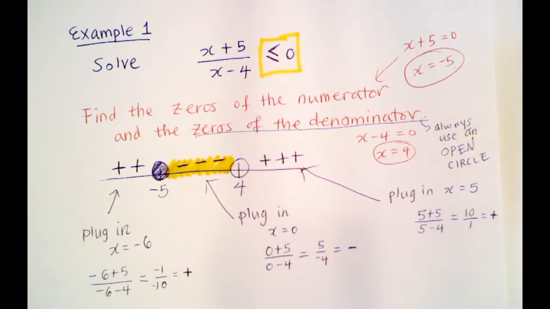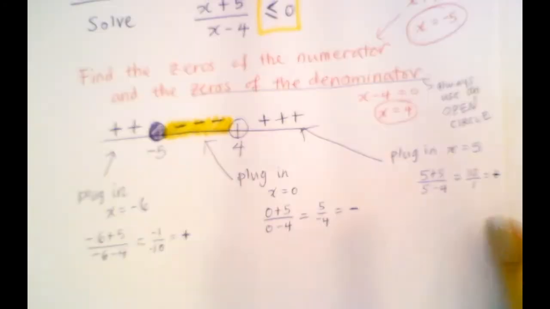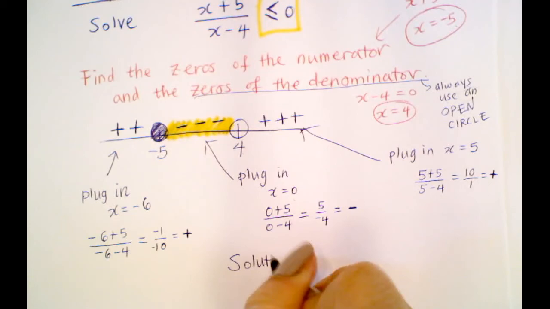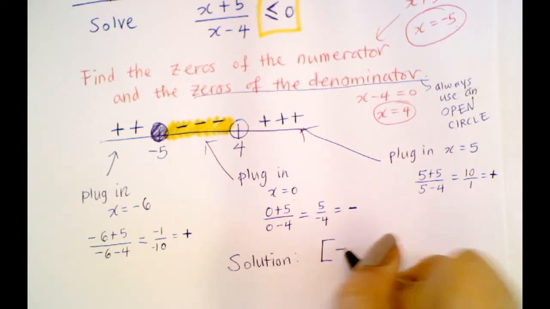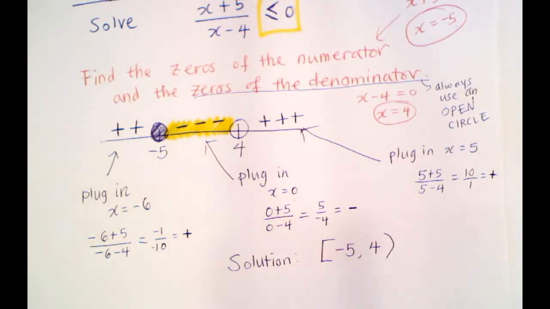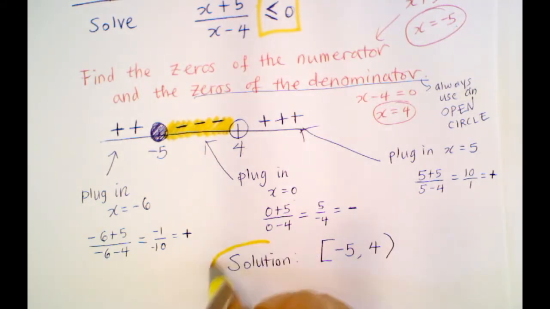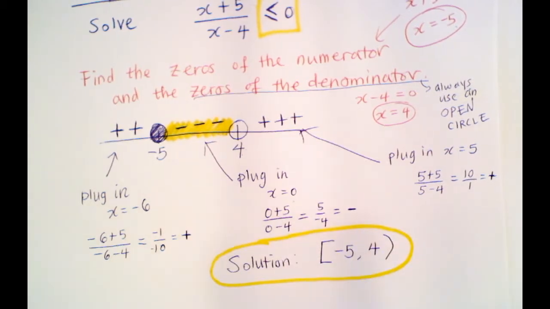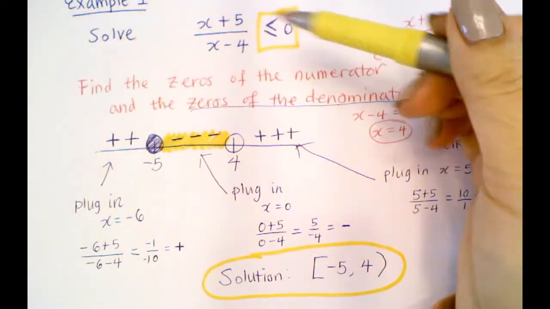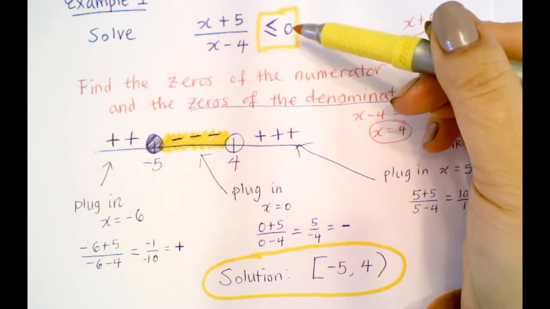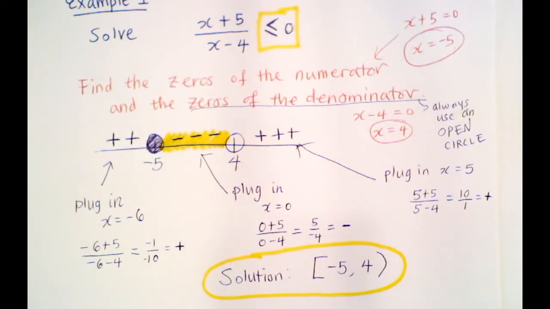So here we write the answer, the solution is from negative 5 to positive 4. But notice I drew a square bracket in front of negative 5 because we have a closed circle right there. And after 4, just draw your parenthesis. So that's it. That's example 1, and I consider it the slightly easier version of the ones that I'm going to show you because it was already 0 on the right side. And if it's not 0 on the other side, we have to do some work, which is not that bad.